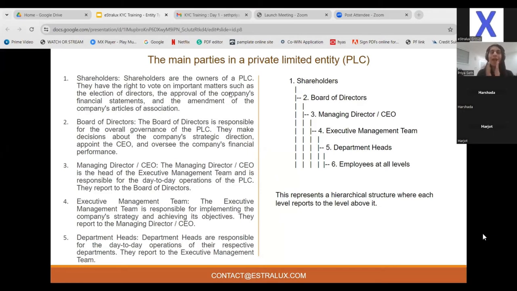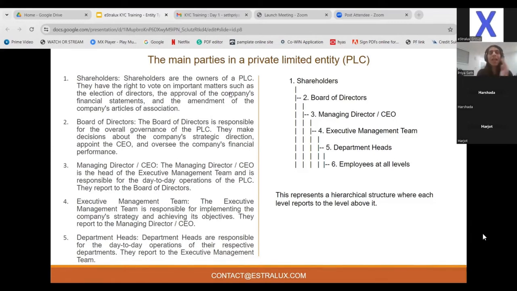If Khushbu and Harshada form a company, as shareholders I should know that Priya is one, Harshada is one, and Khushbu is one. So that is the first key, important thing which is required when you are doing KYC, to know who they are. In the board of directors requirement, you should know who is directing.